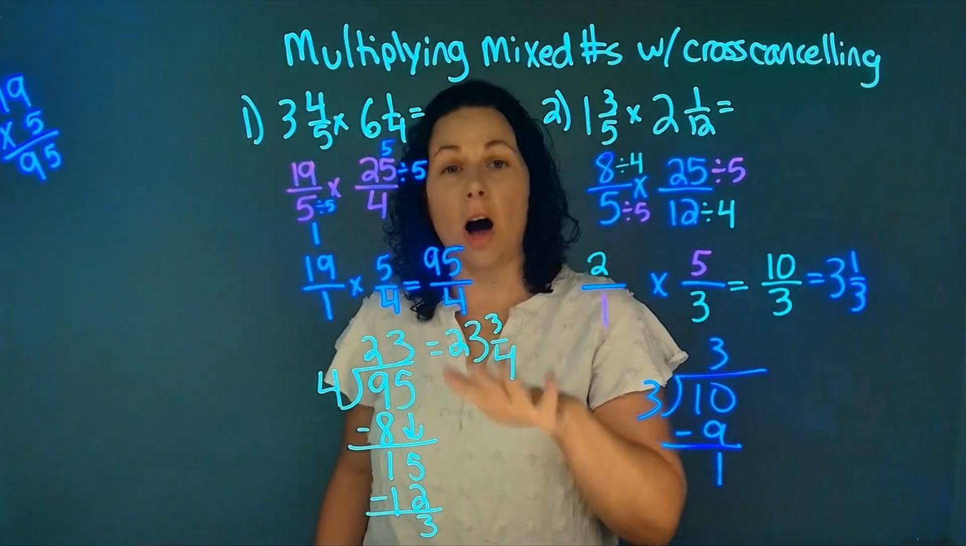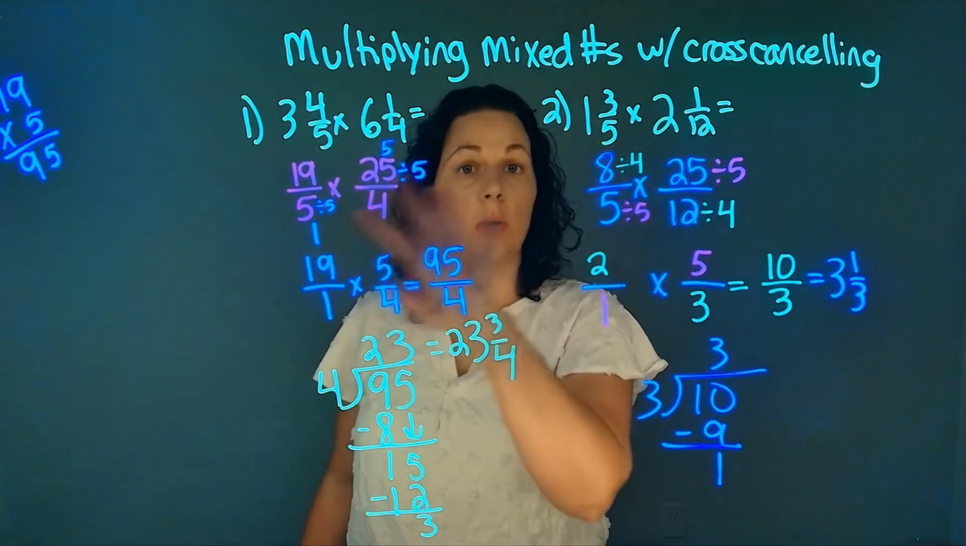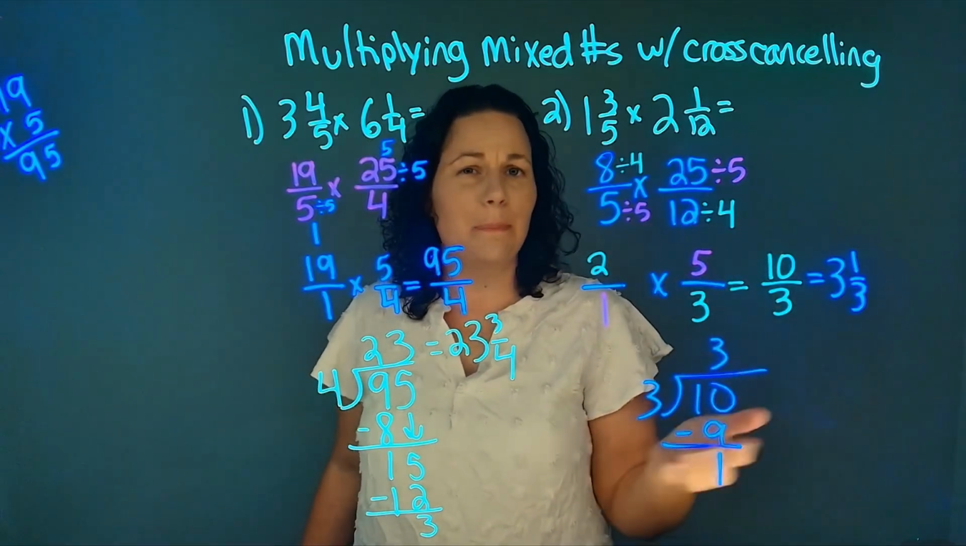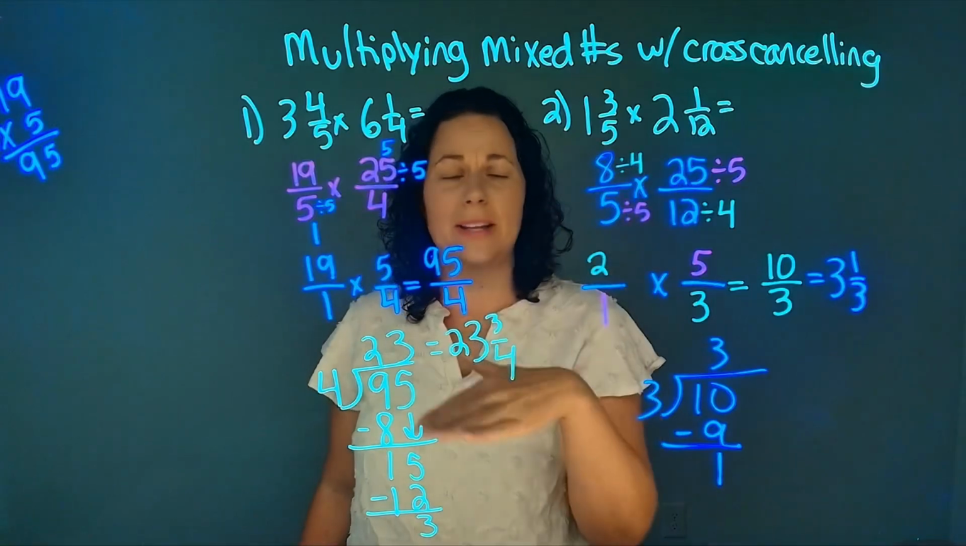Again, this step is optional. You do not have to cross cancel up here. It only works when you're multiplying. It's nice because it makes the numbers down here smaller, but it's an optional step. You can reduce here like we did in this video or wait to the end.